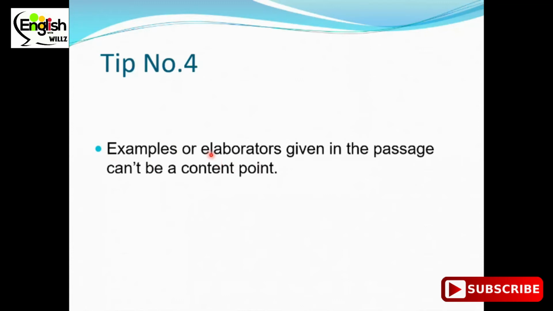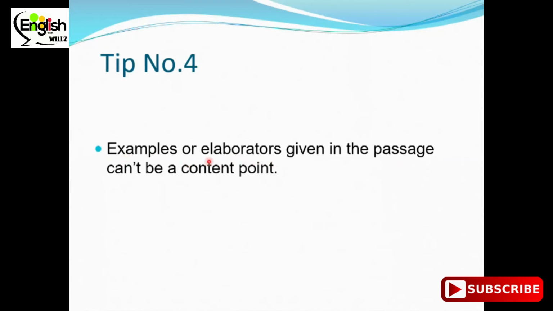And if there is some extra information about the passage, that extra information is called elaborators. They can never be the content point as well. For example, if the examiner is giving some examples to make the passage clear, these examples must be related to the passage. But sometimes you will find some information which is not very much related to the passage. That is some extra information about the passage that is called elaborators. And the elaborators and the examples can never be the content points.